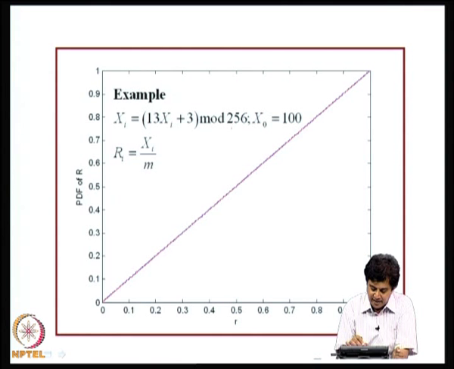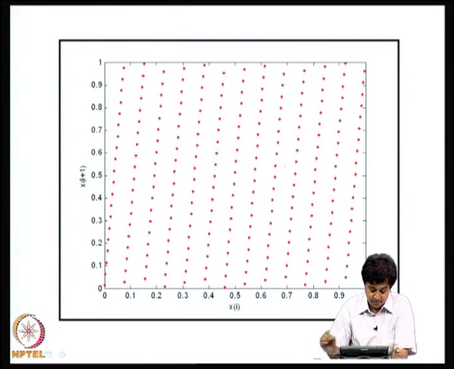Now, if I take M to be 256 and A to be 13 and C to be 3 and generate say a few random numbers, and I think I have generated some 10,000 numbers, and if I show the empirical probability distribution function, it matches very well with the target distribution. But if you look at the i+1 versus i plot, there is a structure here. So, obviously, this is alarming. We cannot accept these as random numbers.